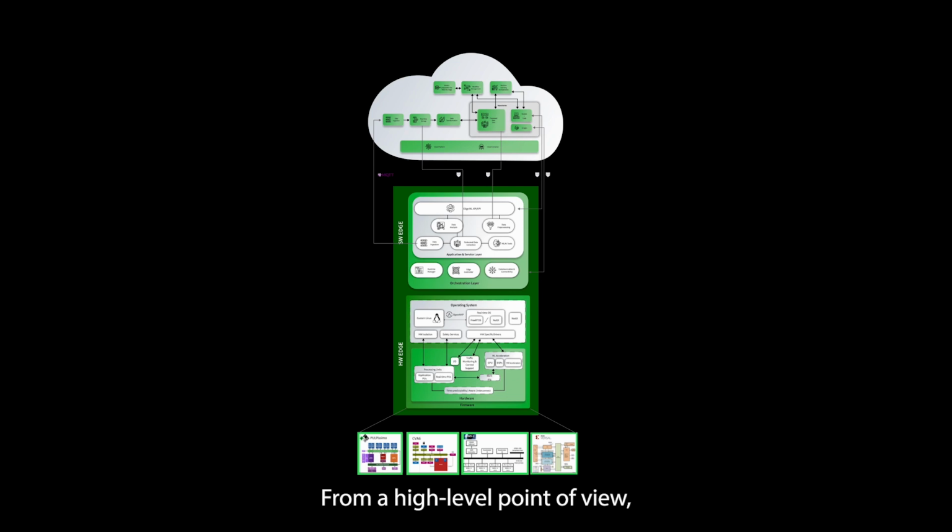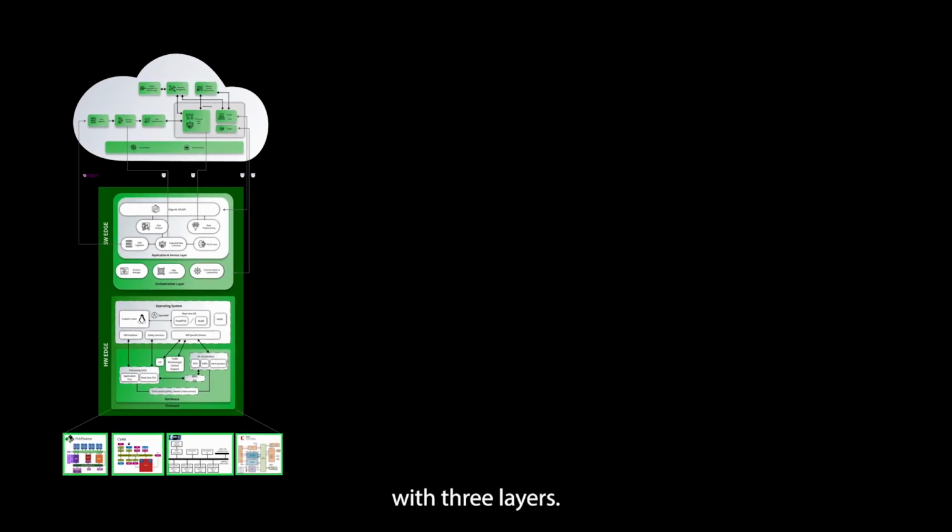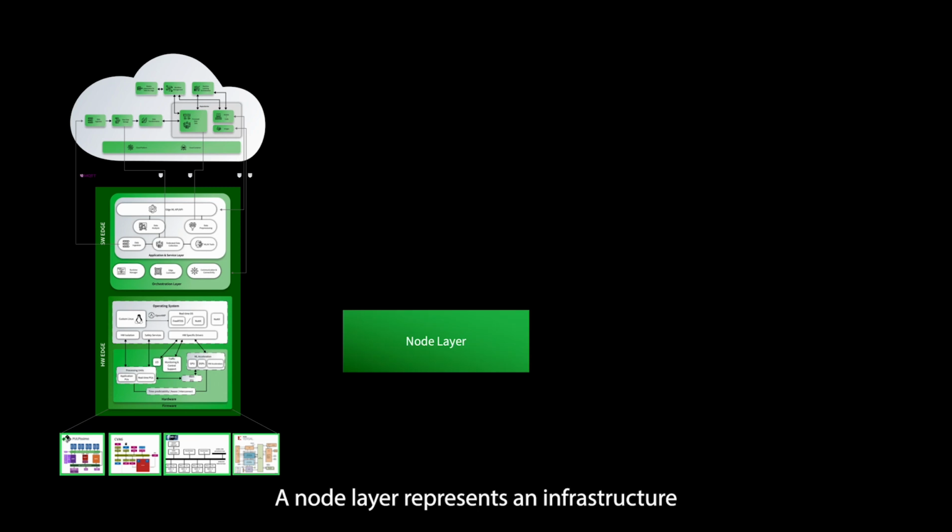From a high-level point of view, the FRACTAL system can be seen as a layered architecture with 3 layers. A node layer represents an infrastructure of the computing nodes, the edge node or cloud node. It includes the hardware, such as platforms and accelerators for AI. It also includes low-level software, such as operating systems and drivers. The cloud node is optional and supports the edge nodes in certain functionalities, such as training of machine learning models.